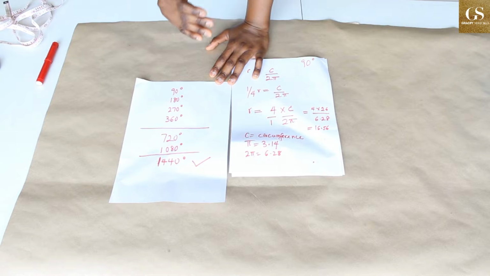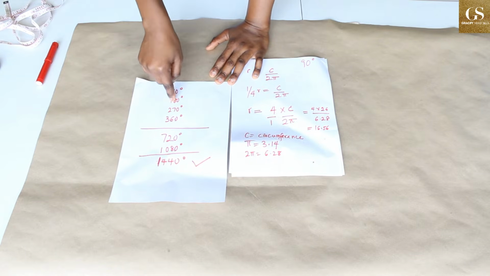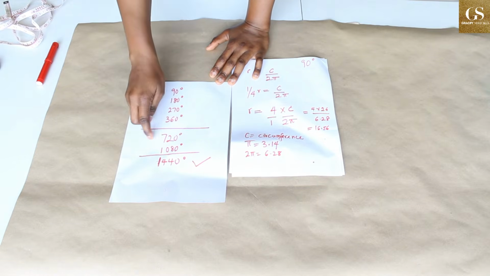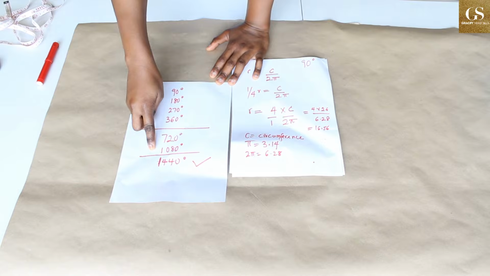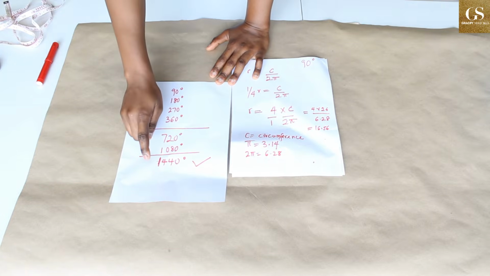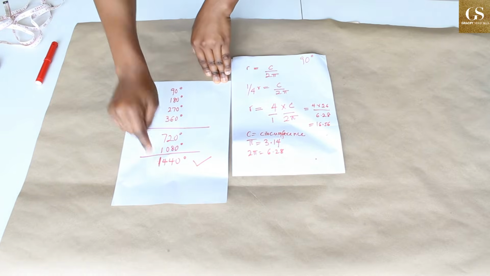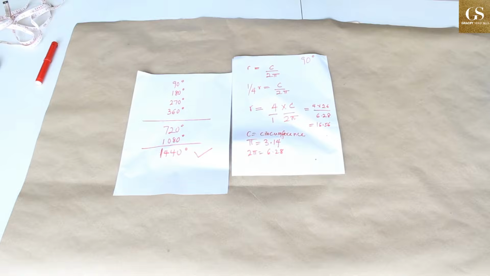So we'll be dividing this tutorial into two. Today, we'll be discussing the 90, 180, 270, 360. In the next tutorial, we'll be discussing the 720 and the 1080. On my channel, I already have a tutorial for the 1440 degree. I'll leave the link in the description box. So guys, let's get to it.